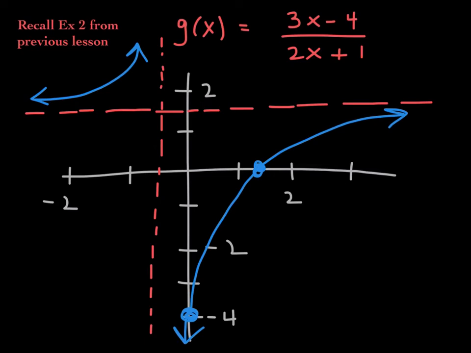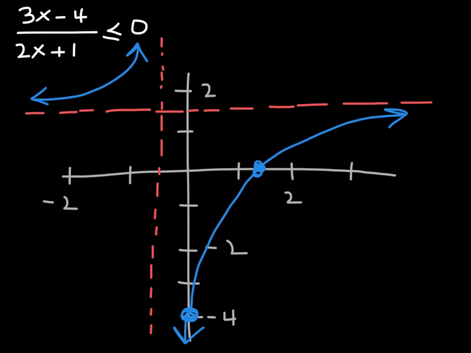Okay, now let's recall example 2. This is from the previous lesson. I'm trusting that you took really thorough, organized, neat notes, and you can reference this graph here. We worked hard at getting this graph in the previous lesson. Now that we have the graph, we can answer some inequality questions for this function. So watch this. Okay, so the question is, when is the graph of this function below the x-axis? Below the x-axis.